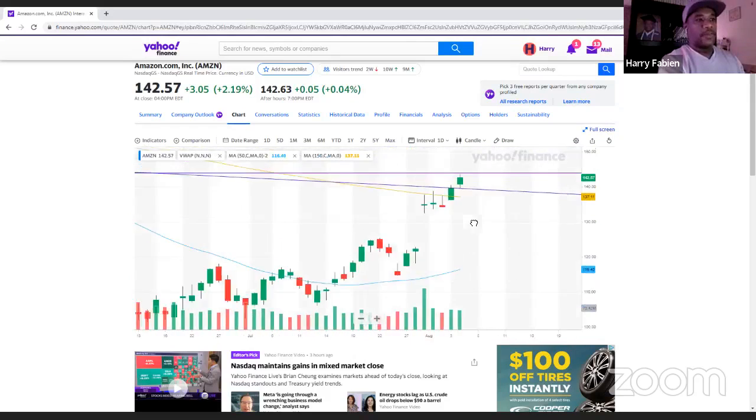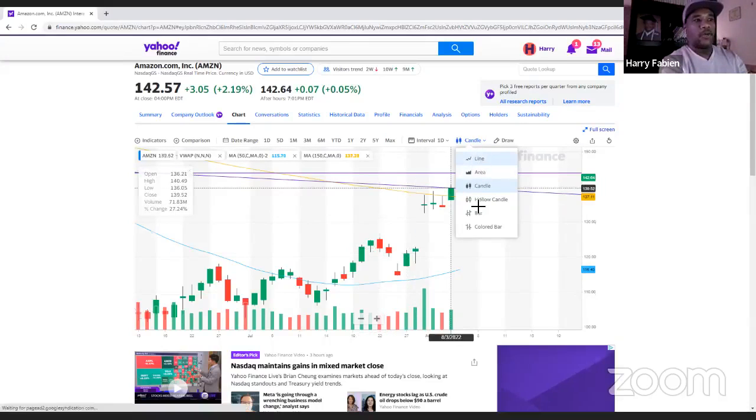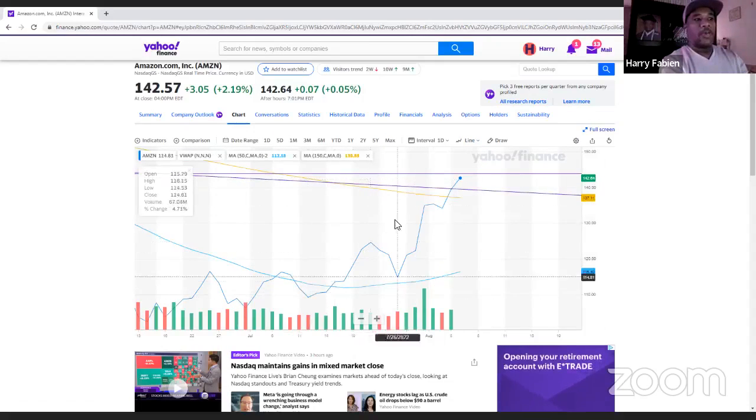Remember I told you, we call that candles. You can change this candle whenever you want. You can change the line. You see this candle, you can put a line if you want to. Now, some people like line.